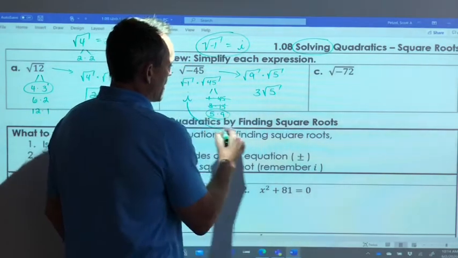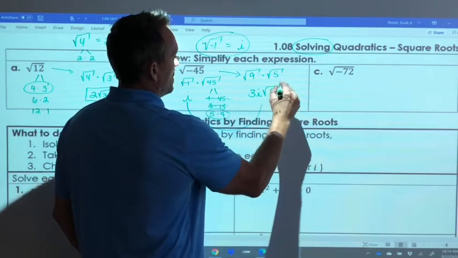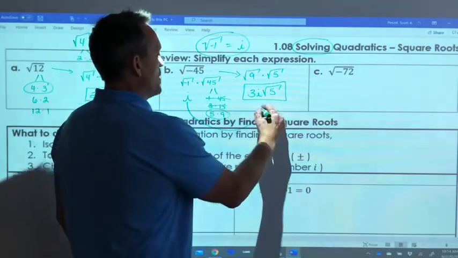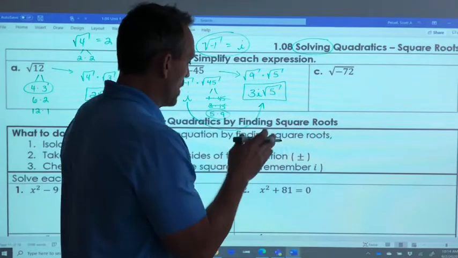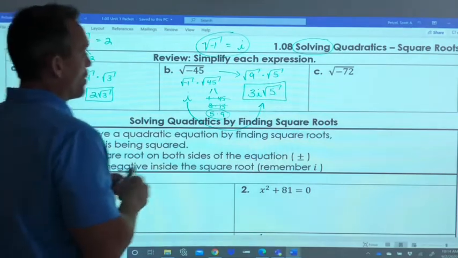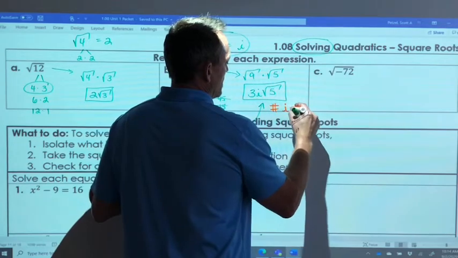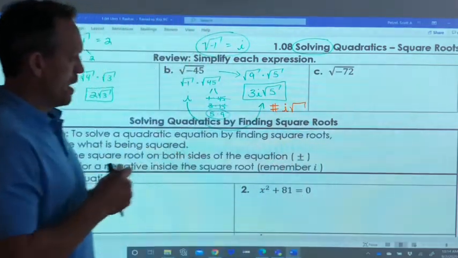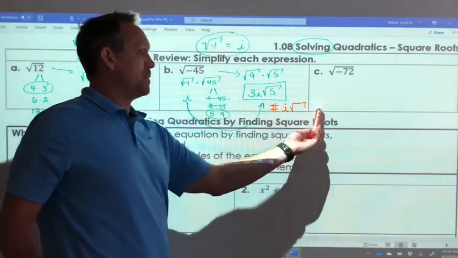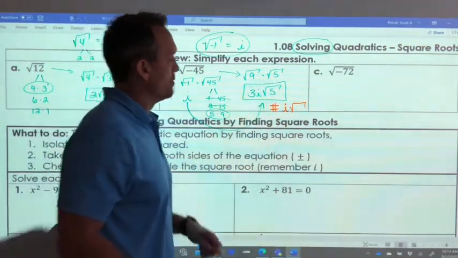And we have to remember this i is still here. So technically the i comes out as well. So it is 3i root 5. Okay? 3i root 5. And remember, when you write these things, it needs to go in the order of a number, the i, and then the root. A number, then the i. Don't put the i in front of the number. Don't put the i in the back of the square root. It's written in this order: the number, the i, then the root.